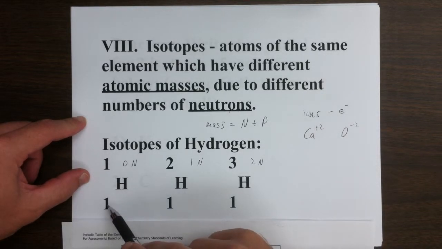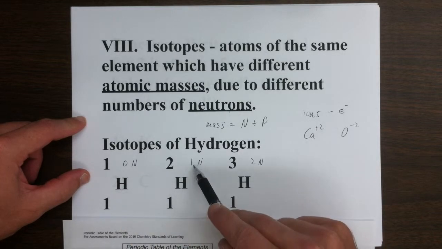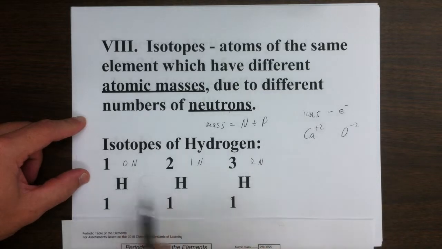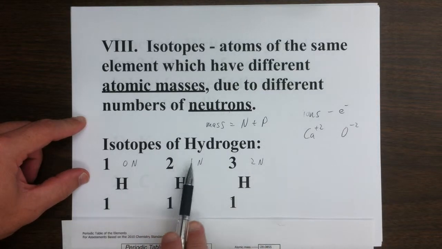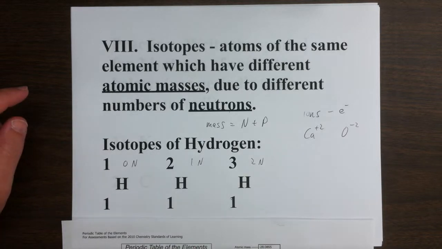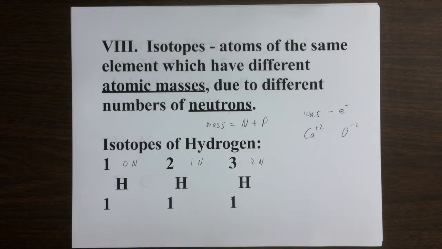So the number of protons plus the number of neutrons equals the mass. So in each of these, we have 1 additional neutron. They're all still hydrogen, but you can see that they have different masses. This doesn't really change how they react with things, because that's determined by the electrons, which we'll talk about at a later time, but these are differences between atoms of the same element.